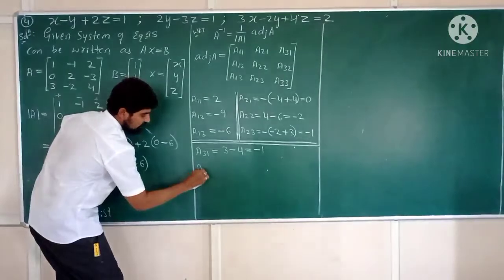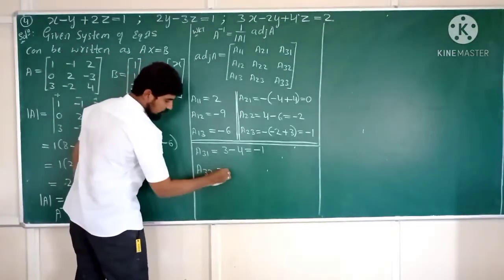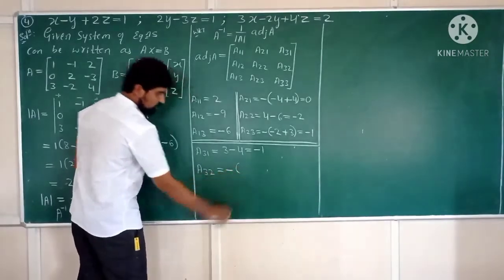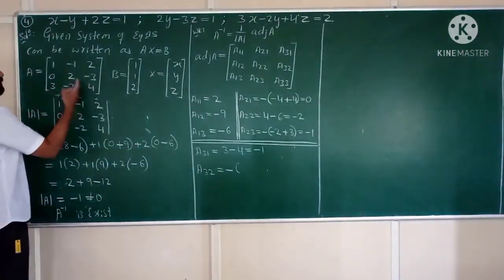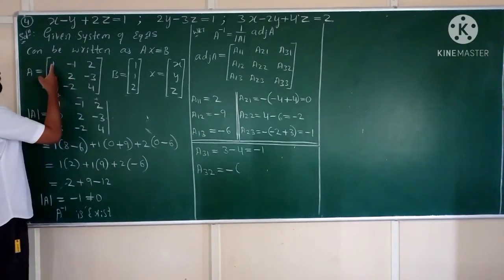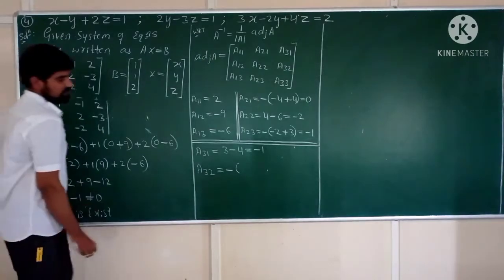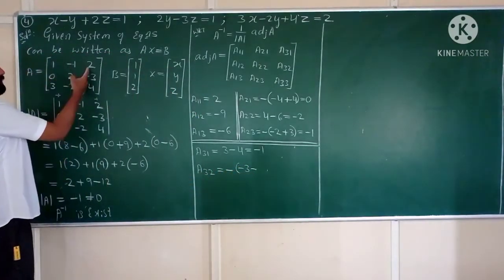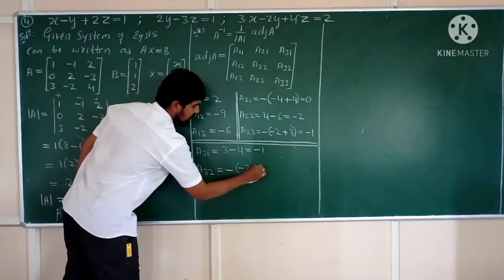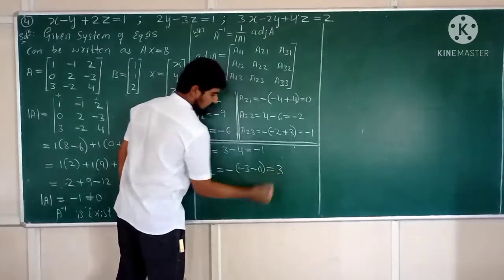Next, the value of A32. 3 plus 2 is odd. We need to multiply by minus, and it is obtained by deleting the third row, second column. After deleting this, the remaining elements are 1, 2, 0, -3. 1 into -3 is -3, minus 0 into 2 is 0. -3 into minus is plus 3.